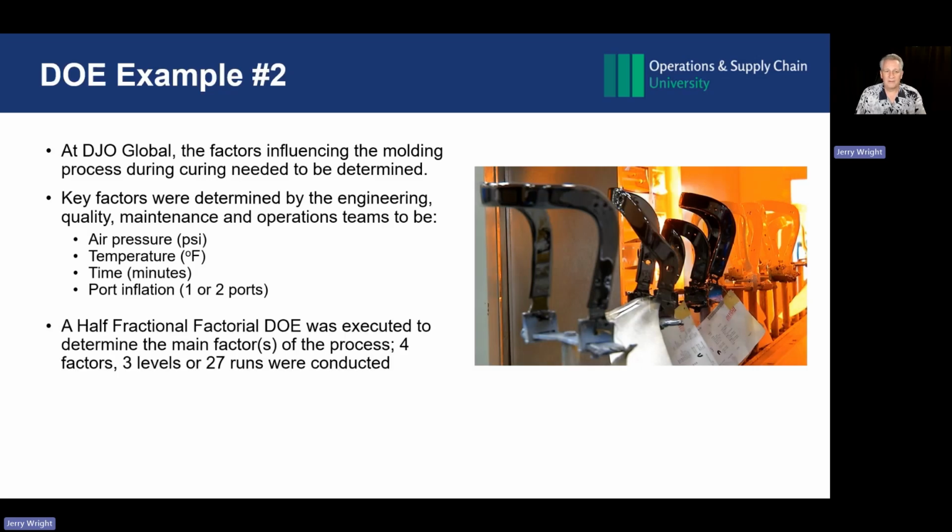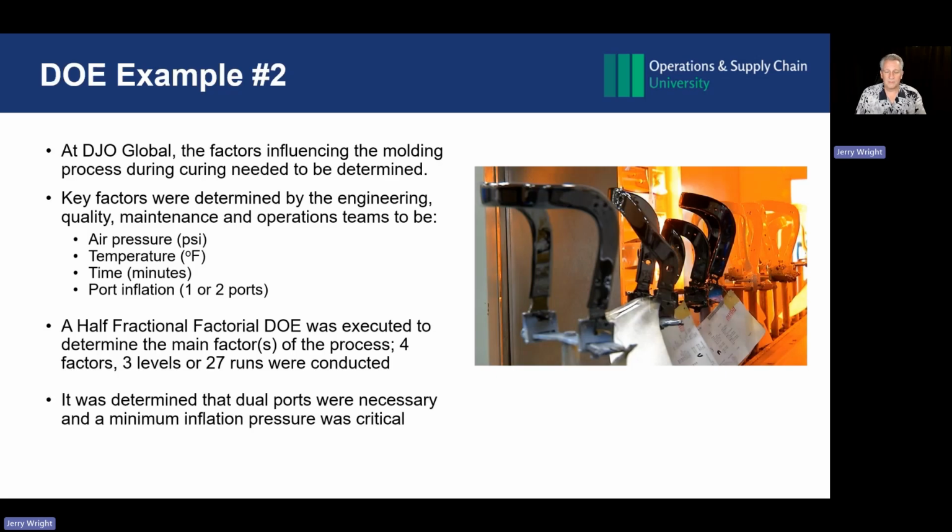Now we did a half fractional factorial, and we looked at 4 different factors, 3 different levels, and basically 27 runs to do this experiment. So it took, I think, an entire weekend to do this. And it was determined that dual ports were necessary and a minimum inflation pressure was critical to get the proper inflation. So this DOE was very practical. It worked very well, and we got a greater understanding.